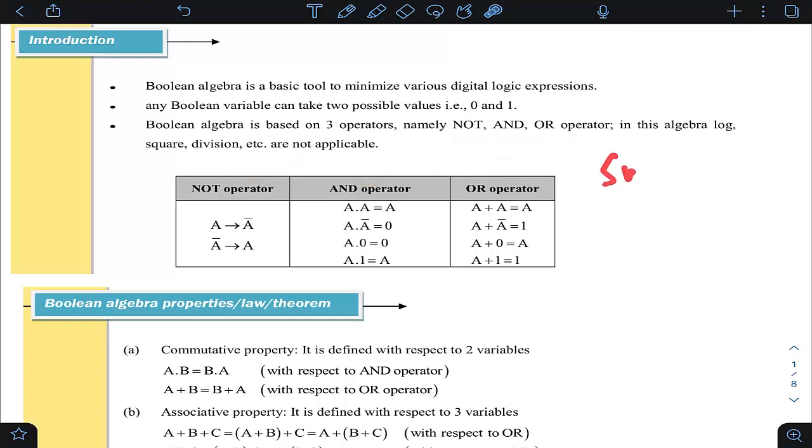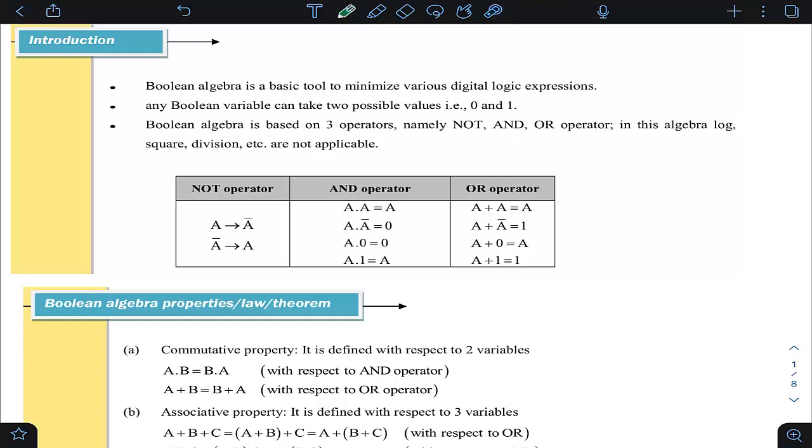We don't have subtraction. We don't have log. We don't have square. We don't have division. We don't have square root. Like the n number of operations that we study in our normal algebra or mathematical algebra, those are not applicable in case of Boolean algebra. So Boolean algebra is strictly based on not, and, or.